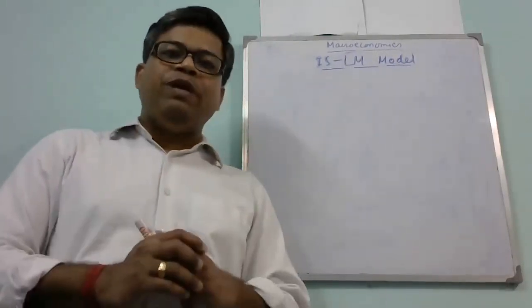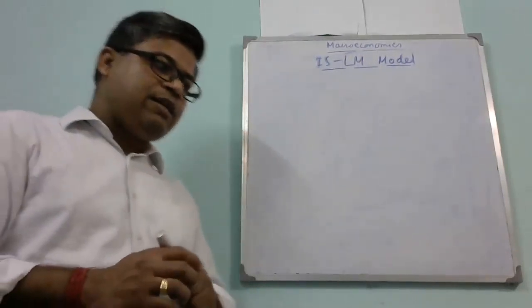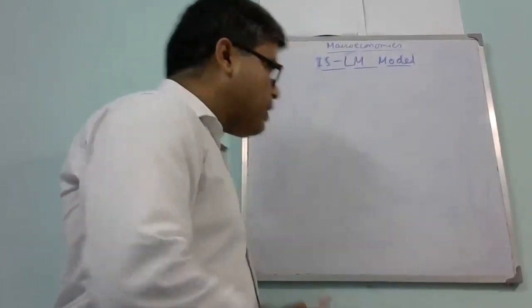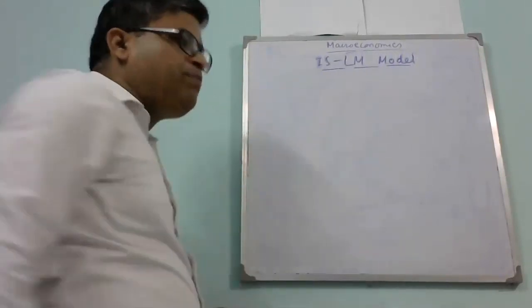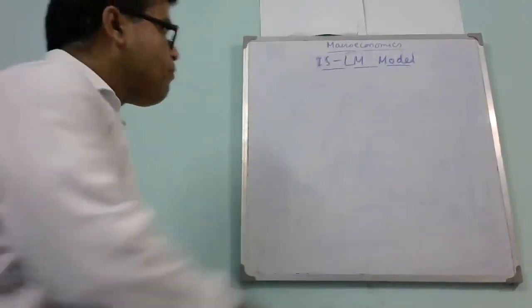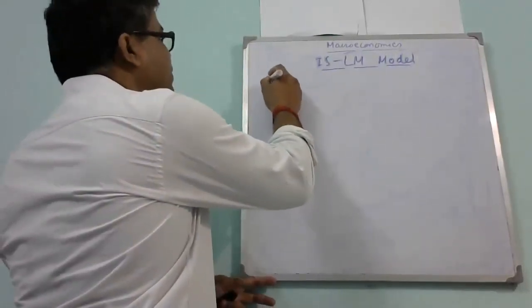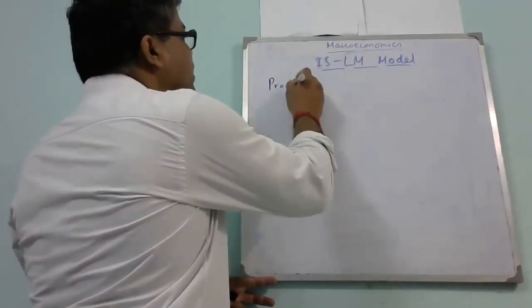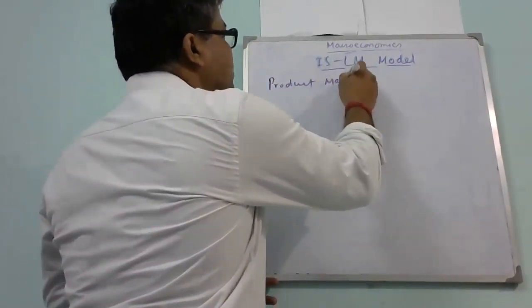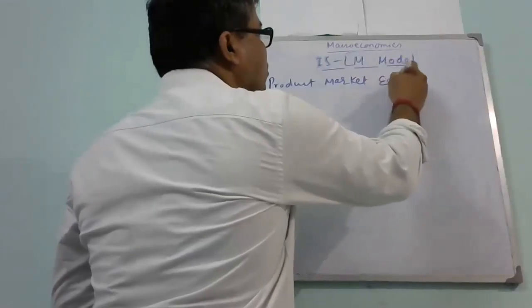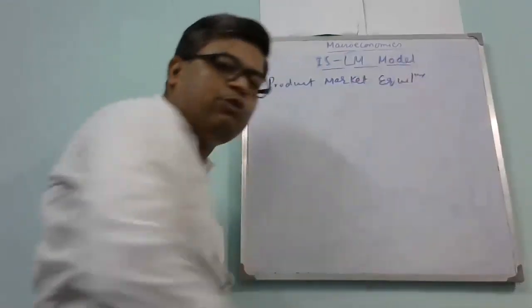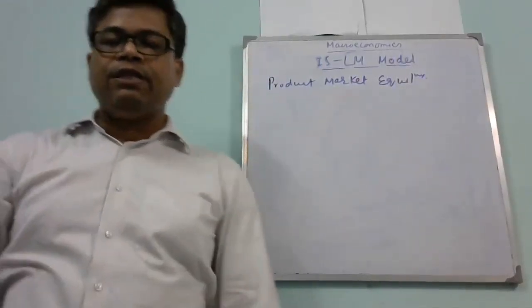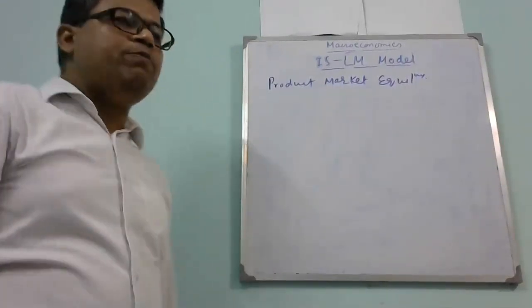So let's start with the derivation of the IS curve first, that is, how to derive the IS curve for the product market equilibrium. So, product market equilibrium. What is the definition of the product market equilibrium? What is the definition?